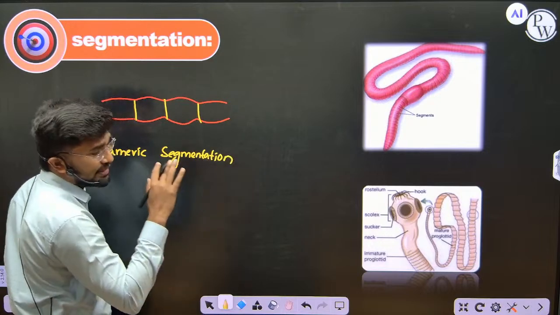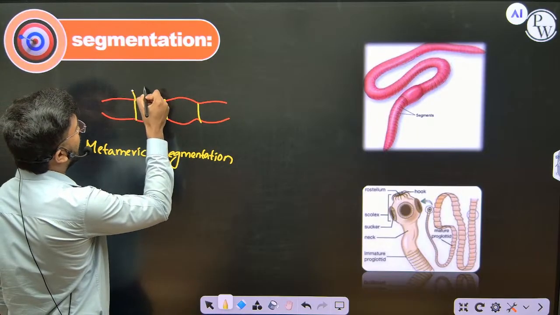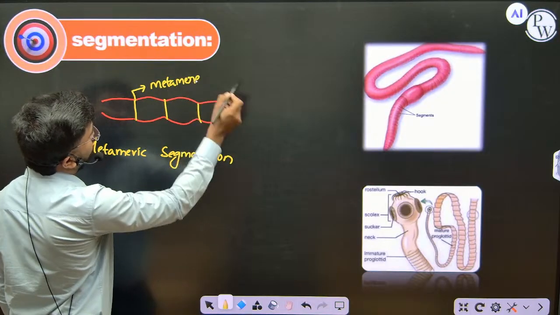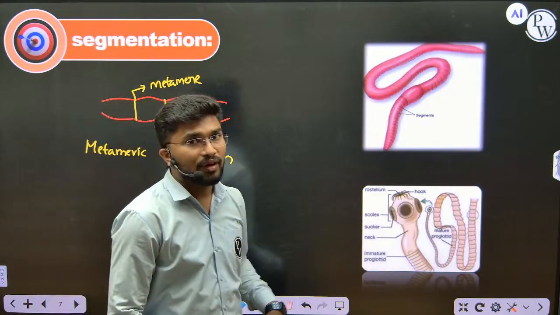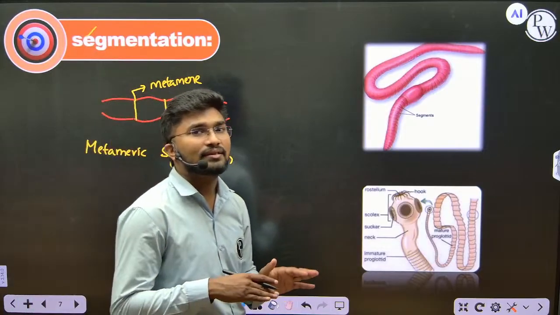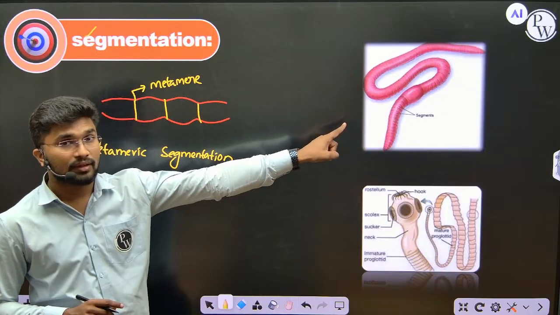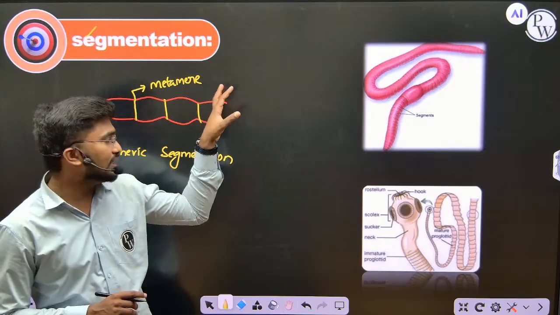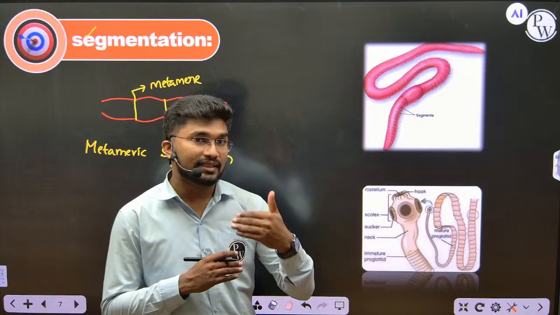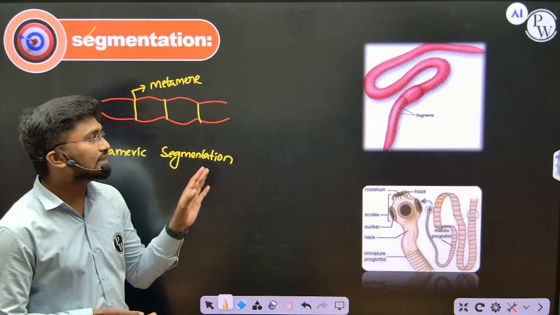Metameric segmentation means segmentation through repetition, and each segment is called a metamer. Are we clear what we are studying? We are studying segmentation. If an animal's body has segments, the segments are called metameres and this phenomenon is called metameric segmentation, meaning segments are there externally as well as internally.